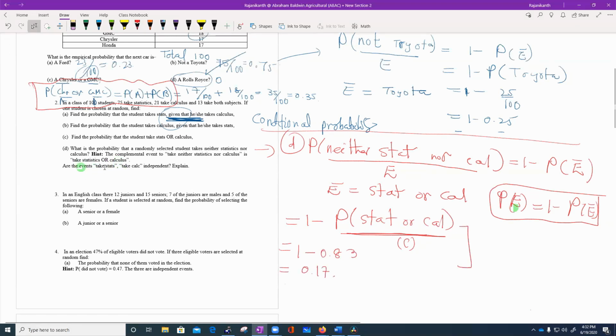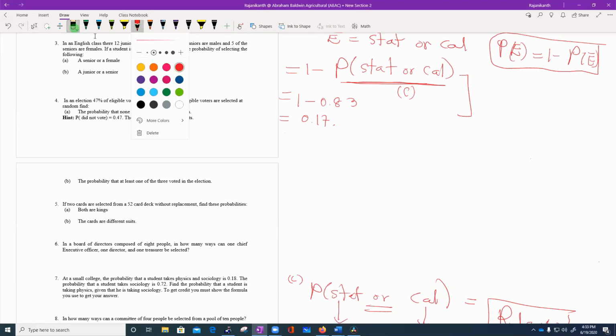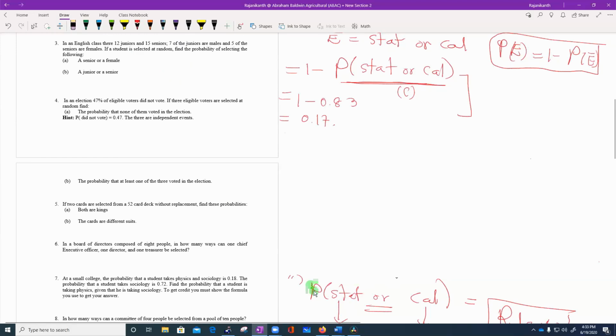Now here they are asking one more question. Did you note this question? Are the events taking statistics and taking calculus independent? What do you think? Under which rule do we have independence? Remember, for mutually exclusive events we use the addition rule, rule number 1 and 2. But for independence, we use the product rule, remember?